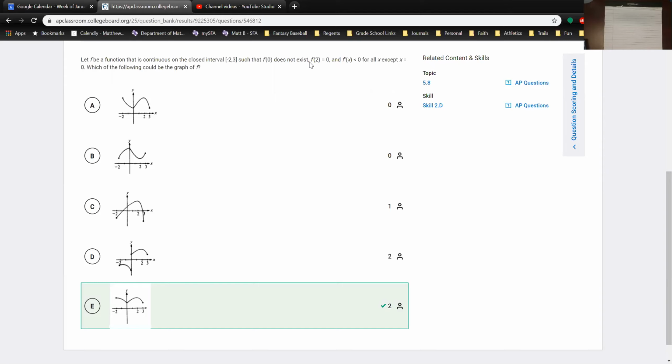The next one is f prime of 2 is equal to 0. So that means it must have a relative max or a min there, and it must have a horizontal tangent line at x equal to 2. So we see that in A, we see that in B, we see that in E. Bummer, it didn't eliminate any other prospects.